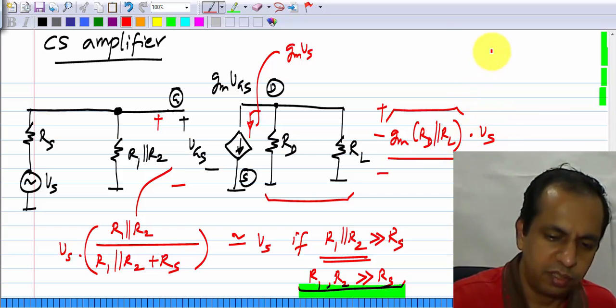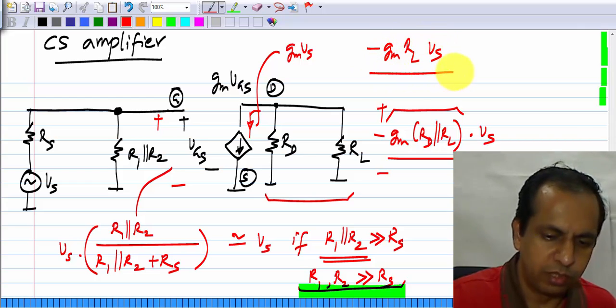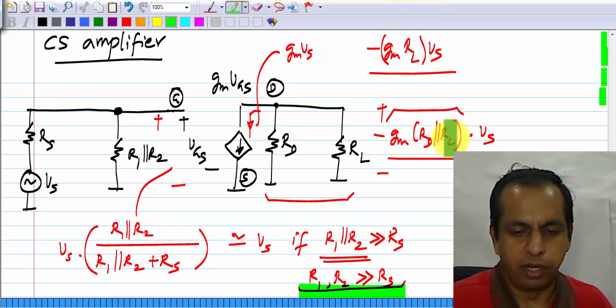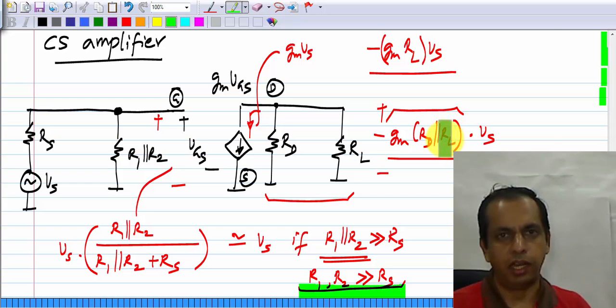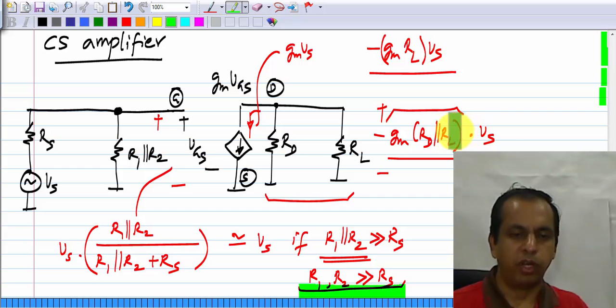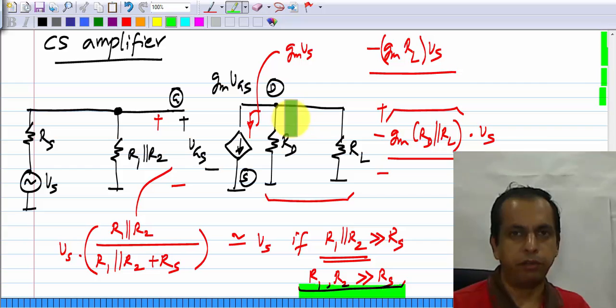You can see that originally I wanted a gain of minus gm RL Vs. Okay, that was my intention. Now, this RD has appeared in parallel with RL, and you know that the parallel combination is going to be smaller than RL. Okay. So, this gain is going to be smaller in magnitude compared to the original gain. So, this RD also ends up reducing the gain.